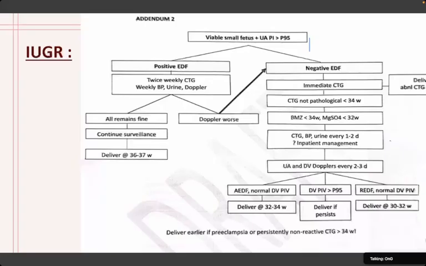With absent end-diastolic flow, we arrange for delivery if it occurs at diagnosis at 34 weeks. We can consider steroids and magnesium sulfate if less than 32 weeks for neuroprotection. Then we can continue with clinical assessment, which is required every 2 weeks, and ductus venosus should be added to our Doppler studies at this point.